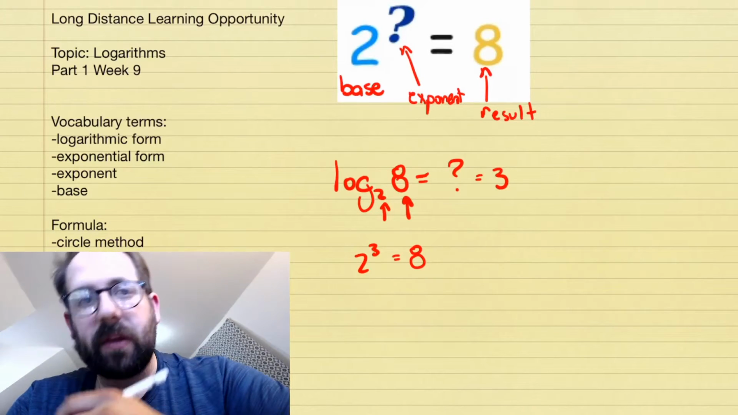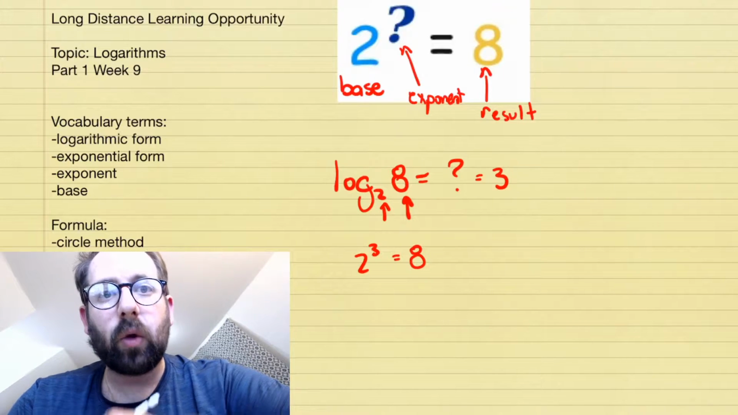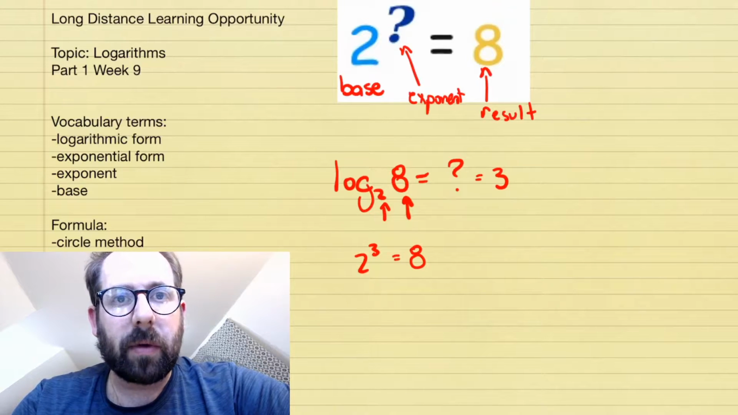Now, if it's a nice clean number like this problem, perfect, fine and dandy. If it's not, that's where you use a logarithm. It'll give you the decimal that you should have put on that 2. So that's where these come into play.